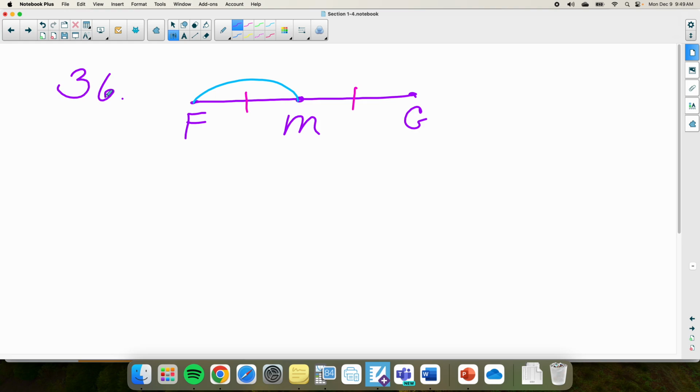So from F to M in 36 is 8a plus 1. And then F to G is 42. That is this whole thing. So again, drawing it out helps, okay? Here's the deal in this one. They didn't give us both of these. Instead, what they gave us is one of them and the whole thing, okay? Is there something I could do to say what this is?